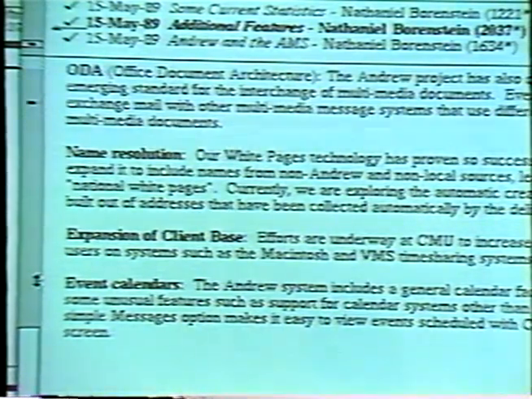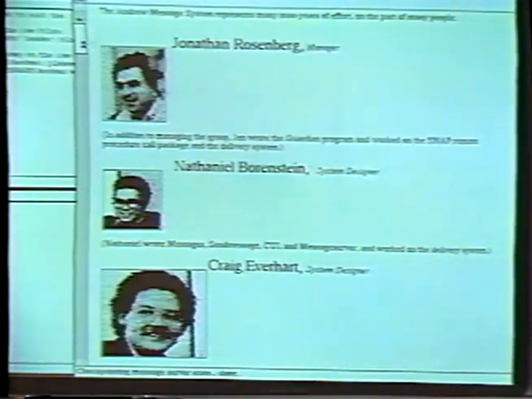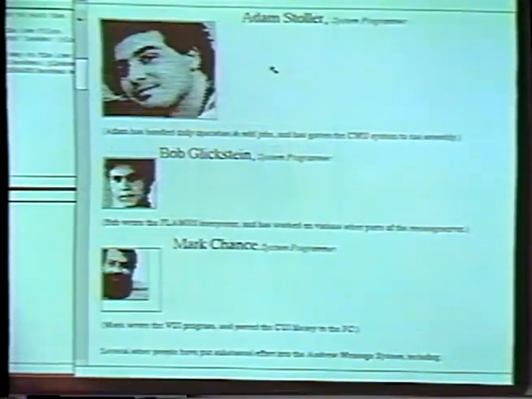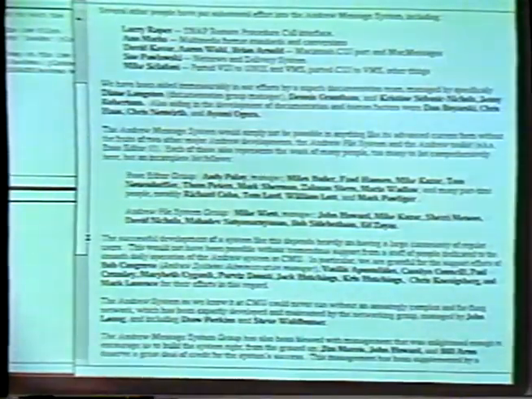The Andrew message system was designed by Jonathan Rosenberg, who also managed the Andrew message system project, Nathaniel Borenstein, and Craig Everhart. In addition to these three, major implementation effort was performed by Adam Stoller, Bob Glickstein, and Mark Chance. Beyond these 6 principal implementers, however, the Andrew message system represents a great deal of work on the part of many other people who have worked on other components of the Andrew system which are vital to the success of the Andrew message system. As you can see here, this list of people is virtually a cast of thousands.